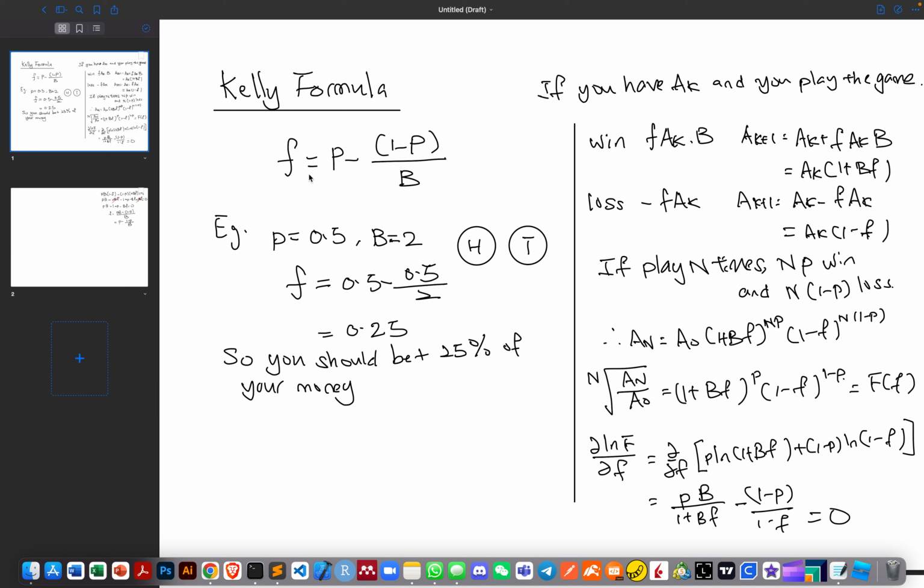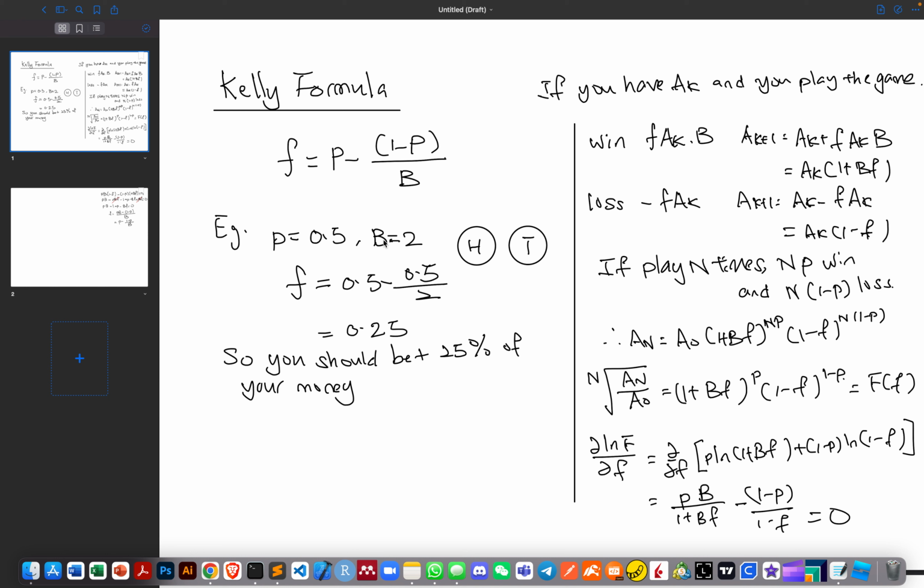where F is equal to P minus (1 minus P) divided by B, where P is the probability of winning, B is the bet, and F is the Kelly percentage, that is, the fraction of the portfolio to bet. Let's take an example of playing a game of tossing a fair coin with a probability of 50% of getting head and 50% of getting tail.